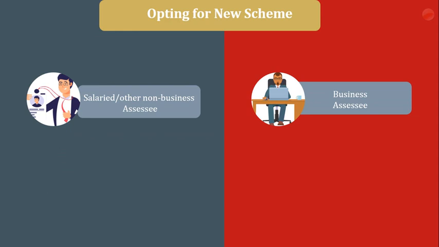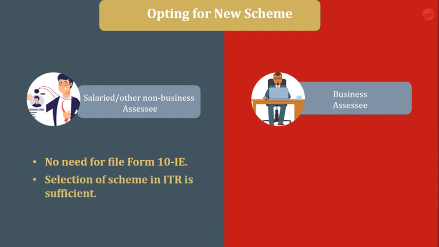So let us see who has to opt for the new scheme, what is to be done in the case of salaried and other non-business assessees and business assessees. In the case of non-business assessees or salaried persons, etc., if they are opting for the new scheme, there is no need to file Form 10IE. Selection of scheme in ITR is sufficient.